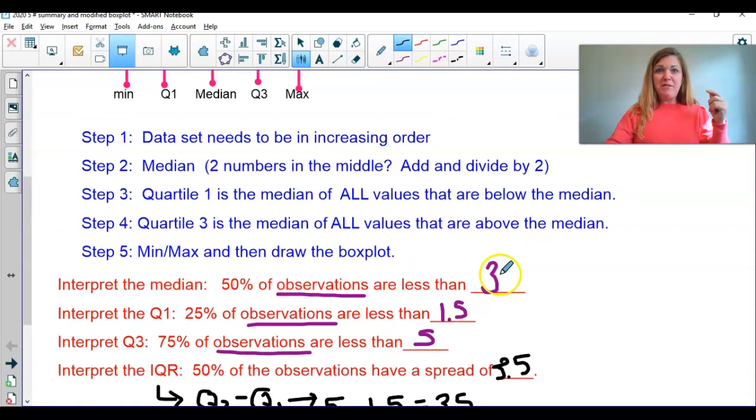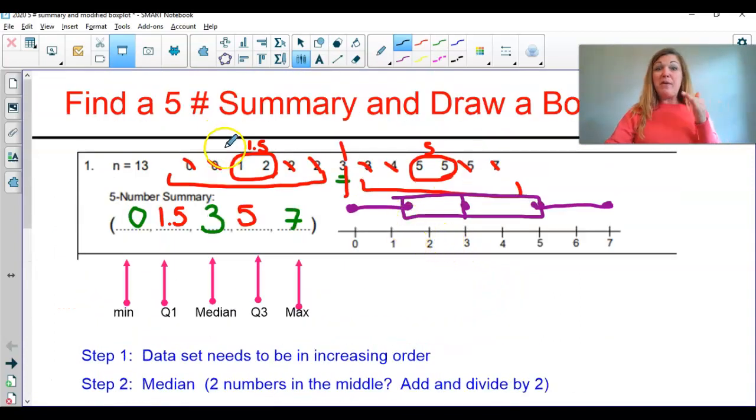We have just done what? We found a 5-number summary, we drew the box plot, and we learned how to interpret what those values are. Now what happens if we have outliers? This is part 2 of our video. So go to part 2, take a little break, and then go to part 2 for that video.